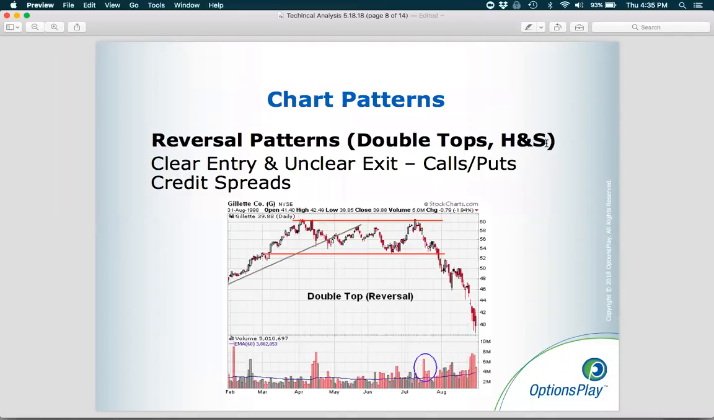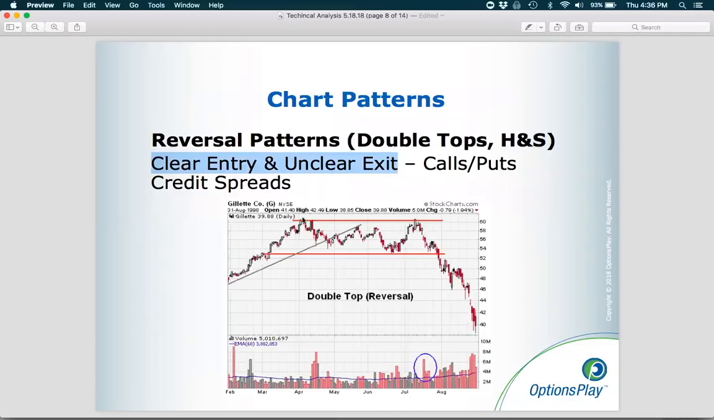These types of formations typically tell you when the stock is going to reverse. A double top tells you that the stock's going to reverse lower. A double bottom tells you that it's going to reverse higher. Head and shoulders does the same thing; it's just a variation of a double top or a double bottom. What these provide you is a clear entry, but an unclear exit. They don't really have a clear target price.